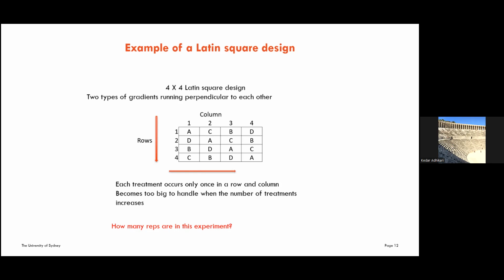Can you now tell me how many reps are in this experiment? Yes, 4. Thank you. So these are 4 treatments, which means 4 replications. Yes, that's the drawback of this experiment: you need as many replications as treatments.